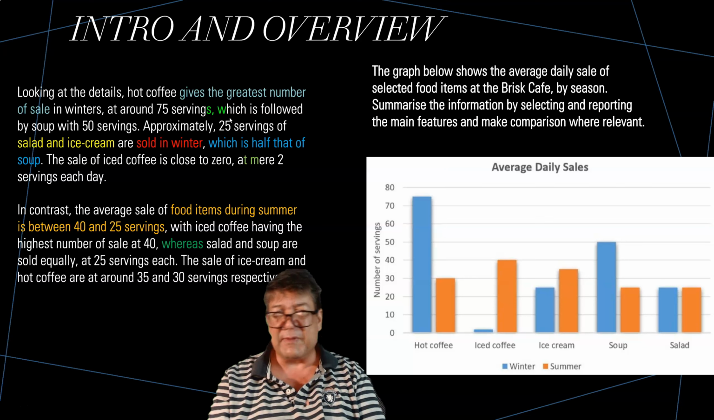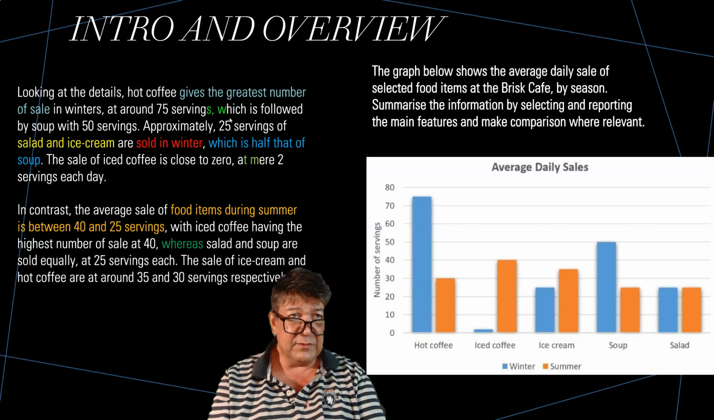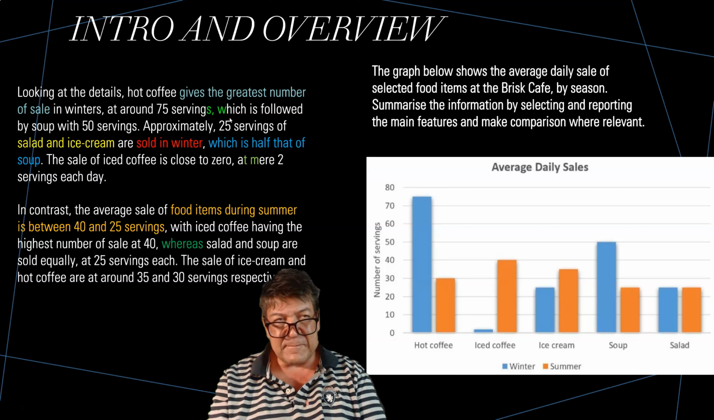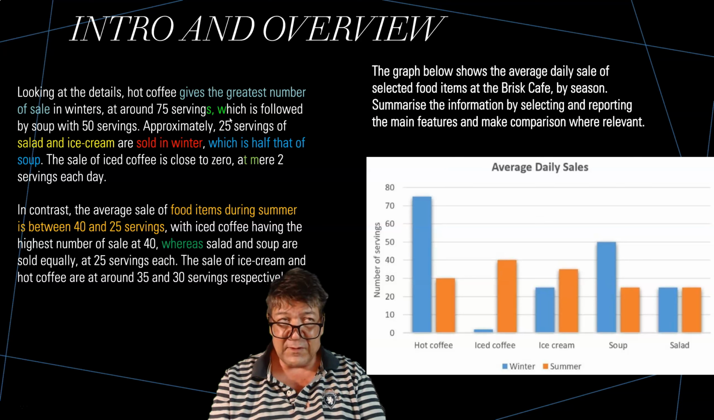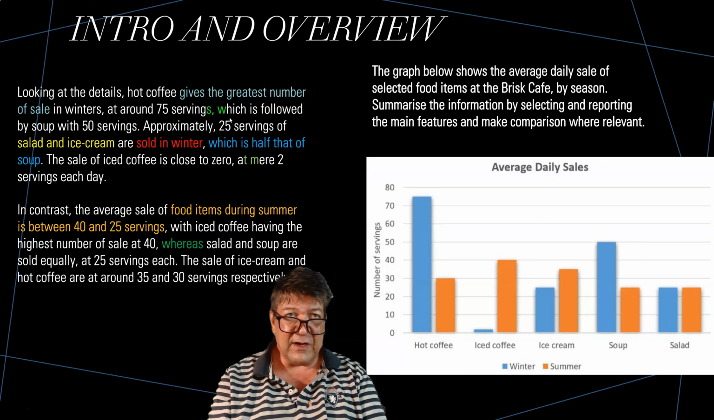You never mentioned anything about this being daily, and that's a very important detail, which is half of that of soup. Oh, one thing about approximately 25 servings of salad and ice cream. You see, salad or ice cream. But salad and ice cream sounds like it's coming together on the same plate, which I don't think any place actually does. By contrast, not in contrast. All right, salad and ice cream is close to zero at a mere 2 servings per day.